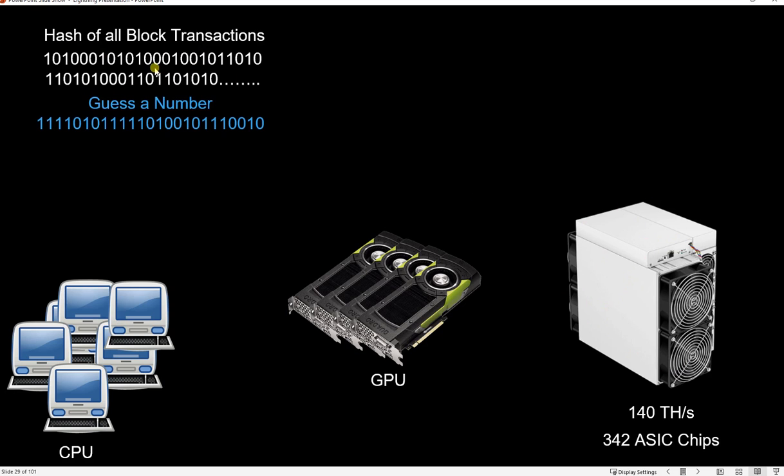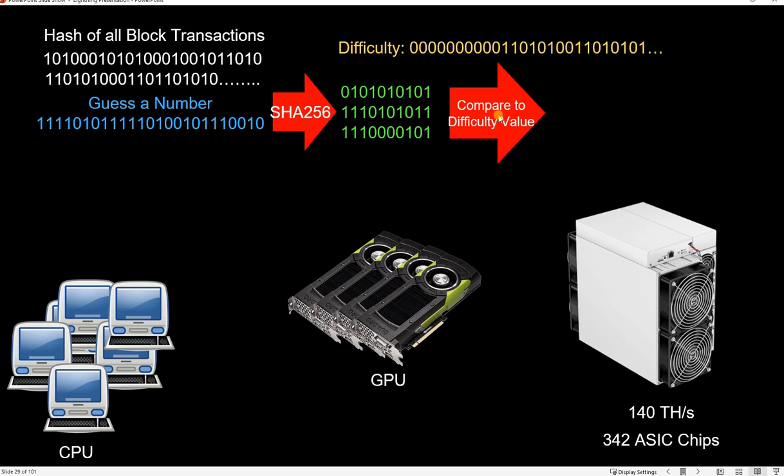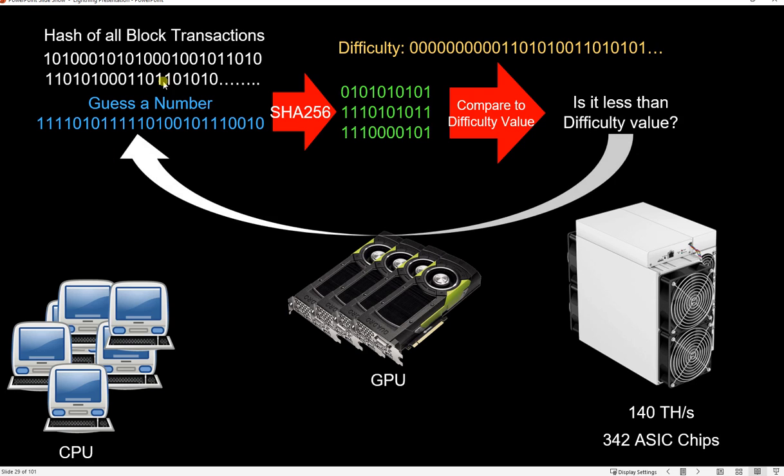It's taking a hash of it. It's guessing a number, hashing that, getting a result, and then checking: is this number I got small enough? Is it less than this difficulty level? If it's less than the difficulty value, boom, you won. Congratulations. If it isn't, it goes back and guesses another number. Usually it's just incrementing numbers, and it does that 140 trillion times a second.